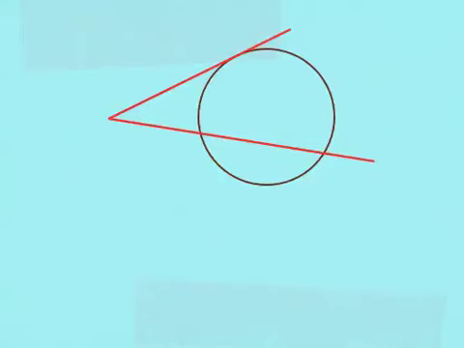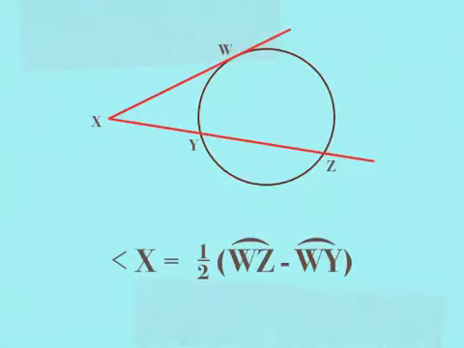Notice the tangent and secant line create an angle, and it's on the exterior of my circle. And then notice that there are two different arcs that are being intercepted here. The arc closest to the vertex of my angle would be WY, and then the other arc intercepted would be WZ. What this theorem says is that angle x would be equal to 1/2 the larger arc, which is WZ, minus the smaller arc, which is WY.